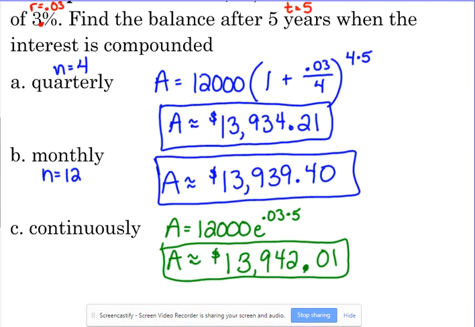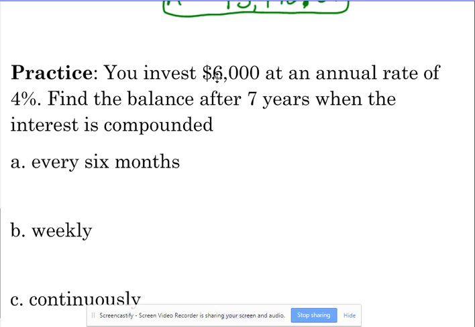Okay, so here are your practice problems.